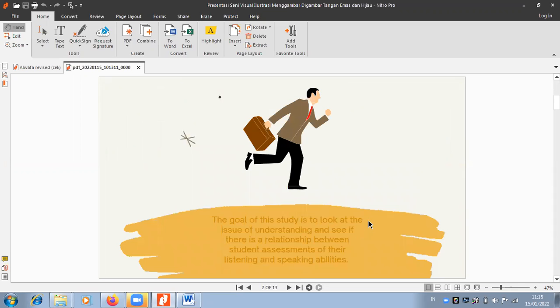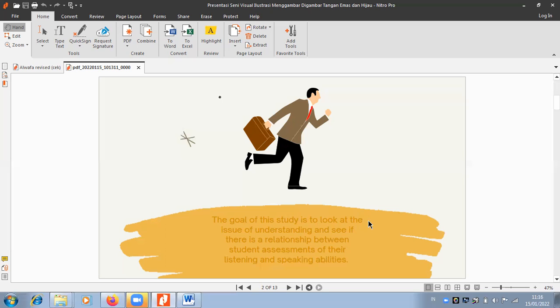So for the first point, I will explain my proposal. The goal of the study is to look at the issue of understanding and see if there is a relationship between students' assessment of their listening and speaking abilities. As usual, when they learn English material, they can apply this element rather than just finishing or translating every word and sentence. Reading, speaking, writing, and listening are all known elements. Listening and speaking skills are essential for effective communication and understanding among people.